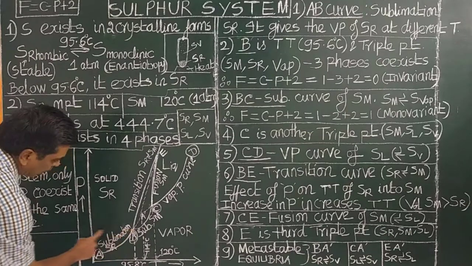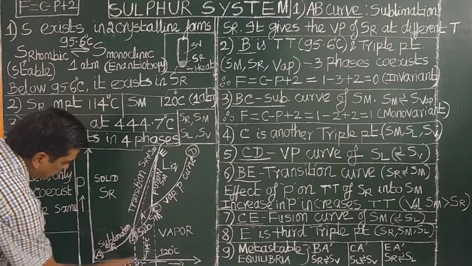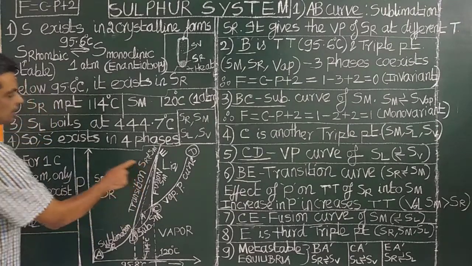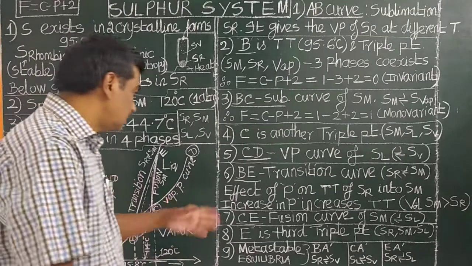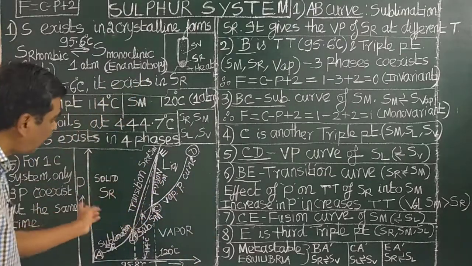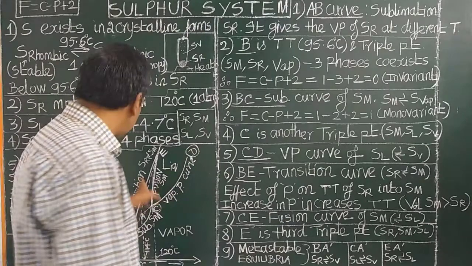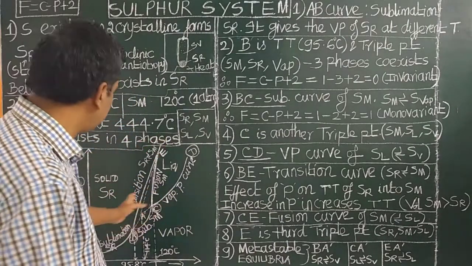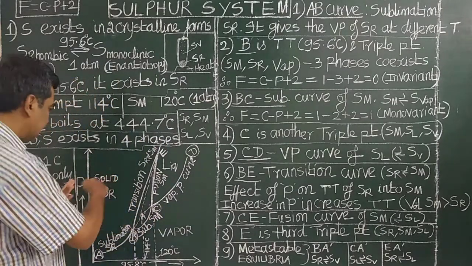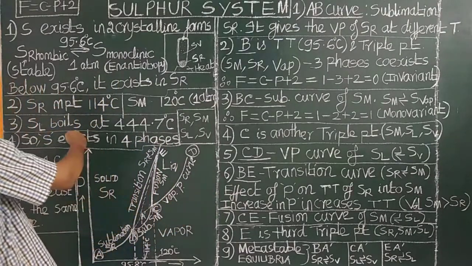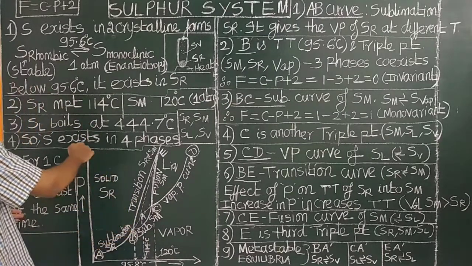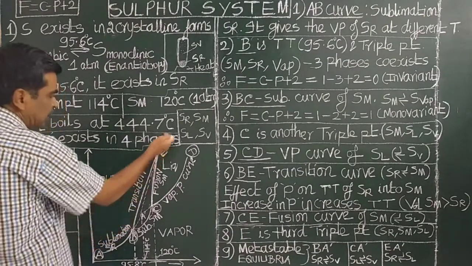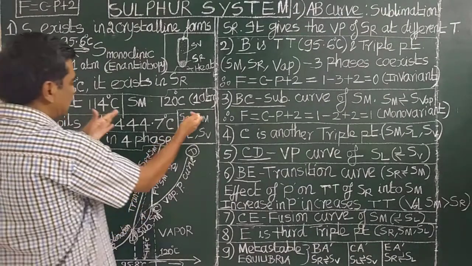For example, at 1 atmosphere pressure, the transition temperature is 95.6. Suppose the pressure increases, the transition temperature increases. This curve gives the effect of pressure on the transition temperature of sulfur rhombic to sulfur monoclinic, because it is tilted away from the y-axis. If it is tilted the other way, as in the case of water, an increase in pressure decreases the transition temperature. Here, an increase in pressure increases the transition temperature.